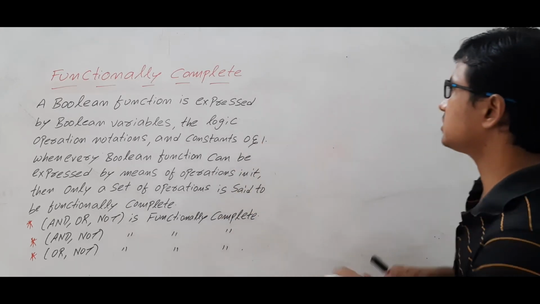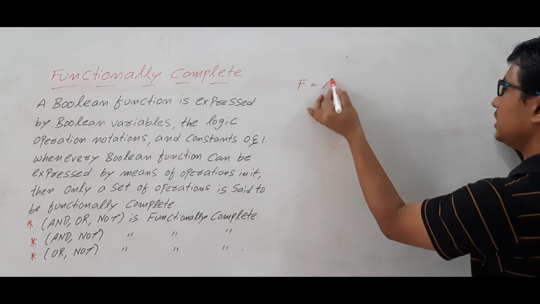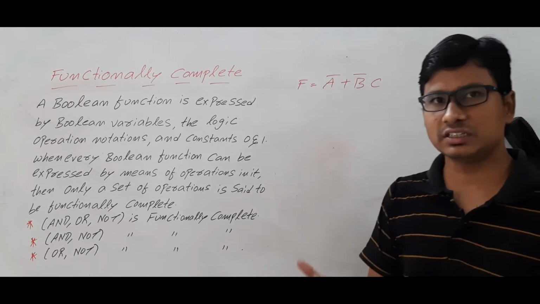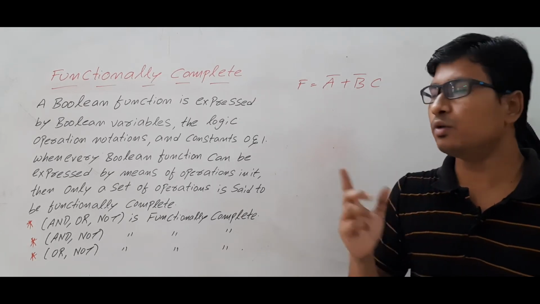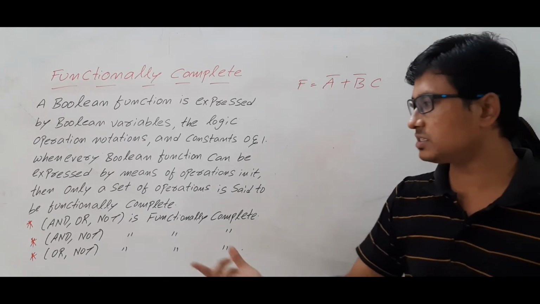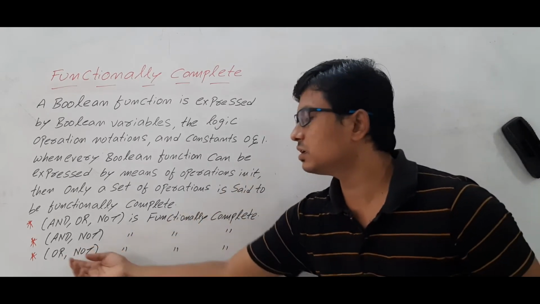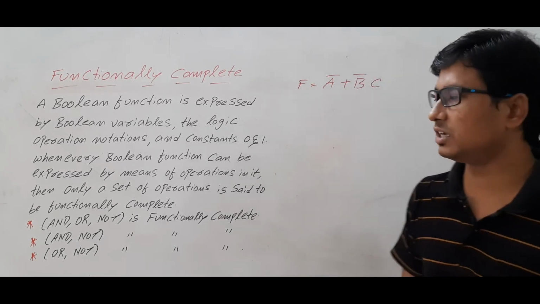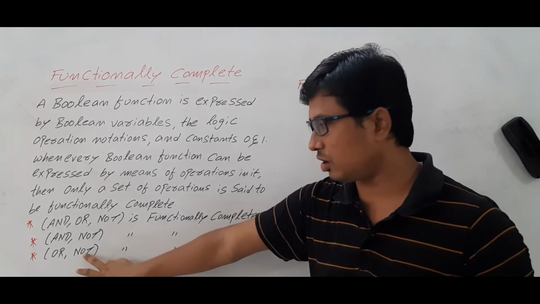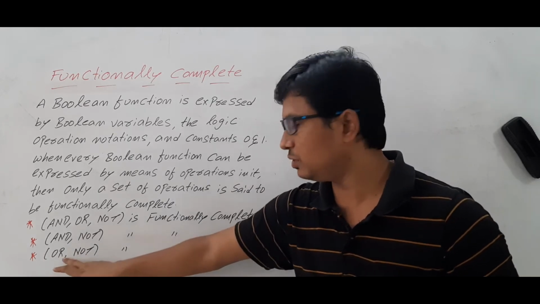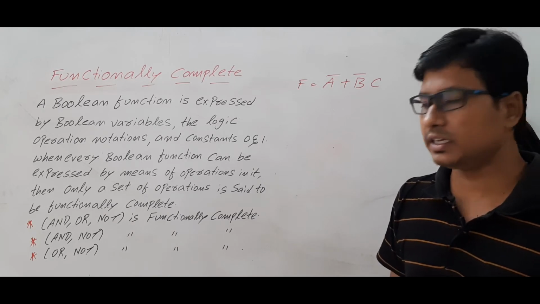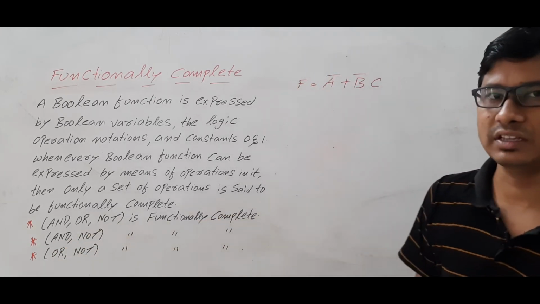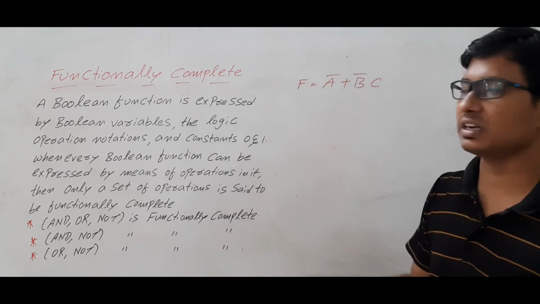So now when can I say that a given function is functionally complete? Suppose someone has given a function F which is equal to A complement OR B complement C. This is the function they have given. Now listen carefully, when can I say this function F is functionally complete? When I can represent this function using this set, then I can say that this function is functionally complete. Now we will see whether it is functionally complete or not. Using this one, if I can find NOT, or both OR, NOT, or these two sets, then also I can say that it is functionally complete. Meaning that using OR, NOT, I can define this function. Similarly, using AND, NOT, also I can define this function. If any one is coming, then I will say that this given function is functionally complete.